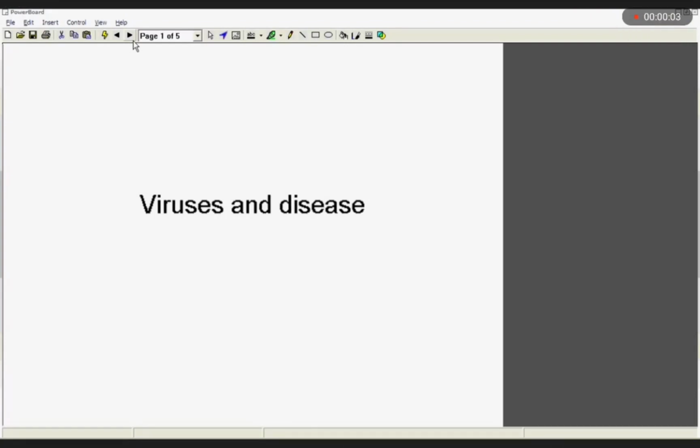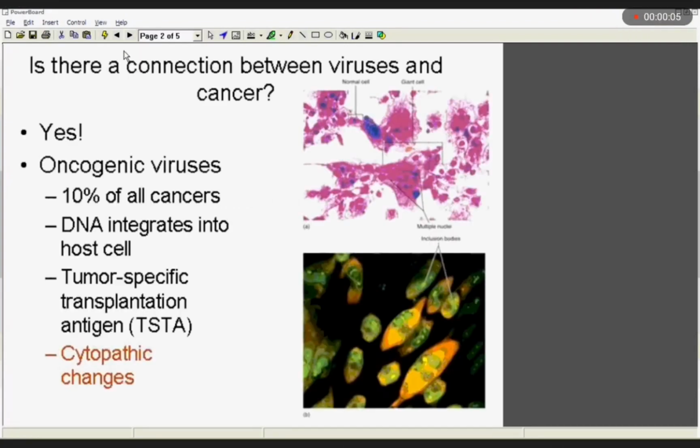and their role in disease production. And we'll continue to talk about this throughout the remainder of the semester as we touch on other topics such as epidemiology, immunology, etc. Now, one thing that people often wonder is, or maybe they don't wonder or didn't know, is there a connection between viruses and cancer? And the answer is a definitive yes.